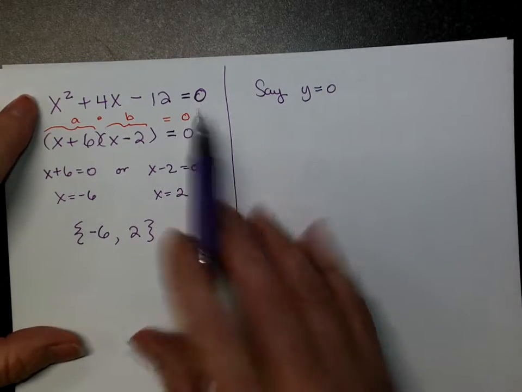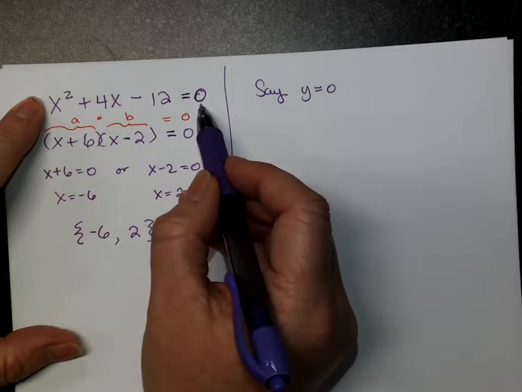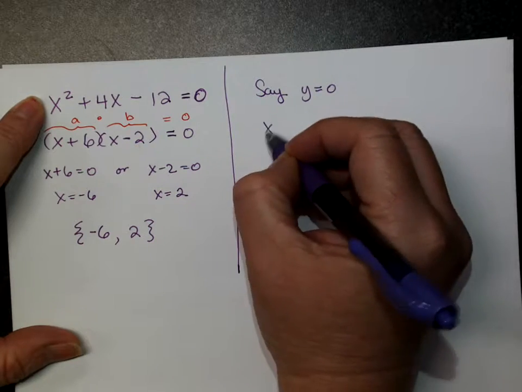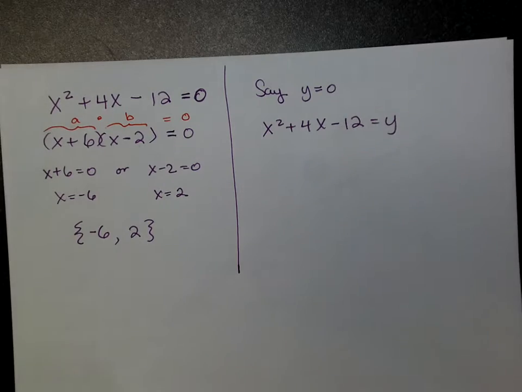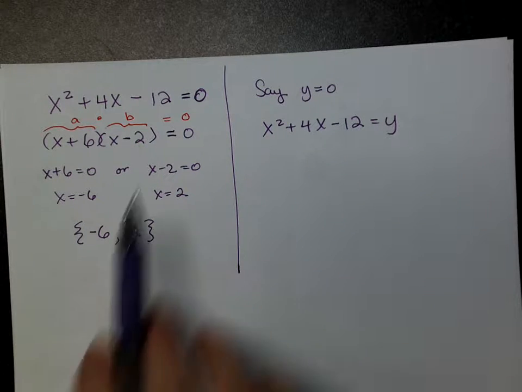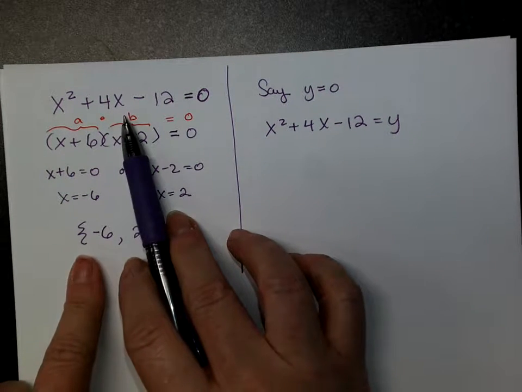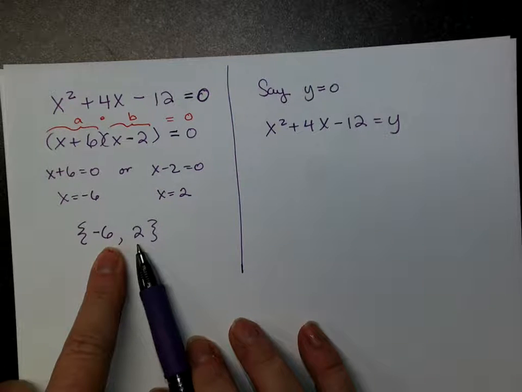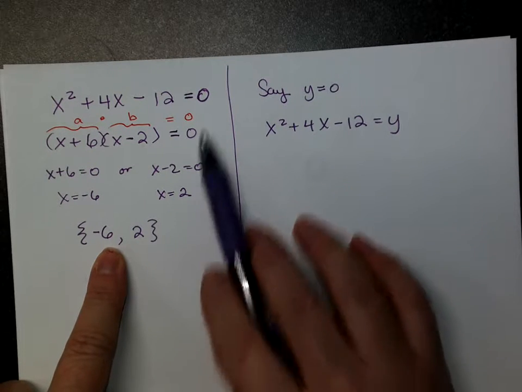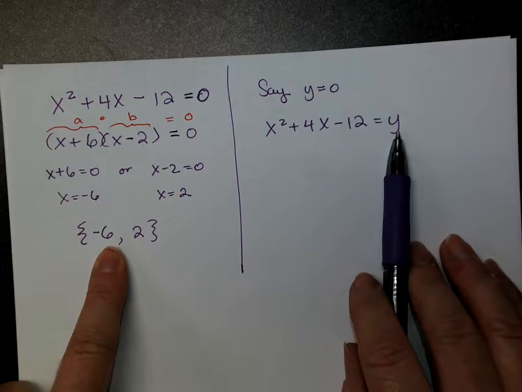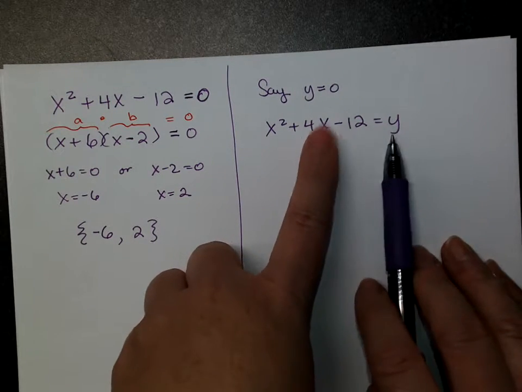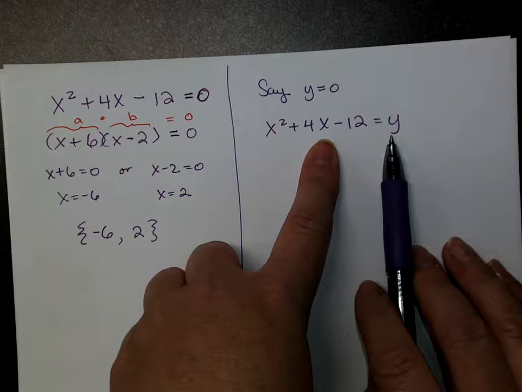So if we say y equals 0, then that means 0 equals y. So let's rewrite this as x squared plus 4x minus 12 equals y. Okay? Now, how many solutions do we have here for the single variable? 2. Now if we took away that y equals 0 and said, no, we do have a y, so let's go back to having a y instead of 0, we have 2 variables. How many solutions do we have now? 2.